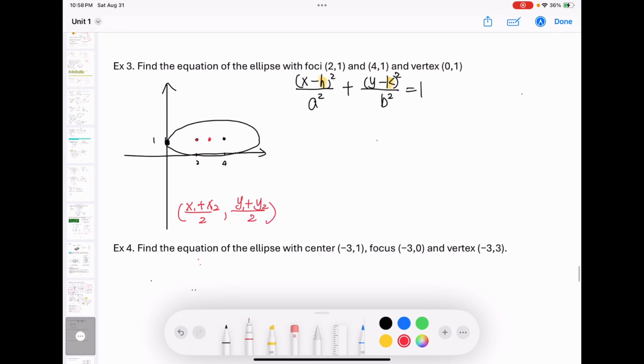So if I know the foci, x sub 1, y sub 1, and the other focal point is x sub 2, y sub 2, I have the two x values, we find the sum divided by 2, and then find the sum of the y values divided by 2. That is the center, or the point in the middle of these 2 points. All right, let's find the center first.